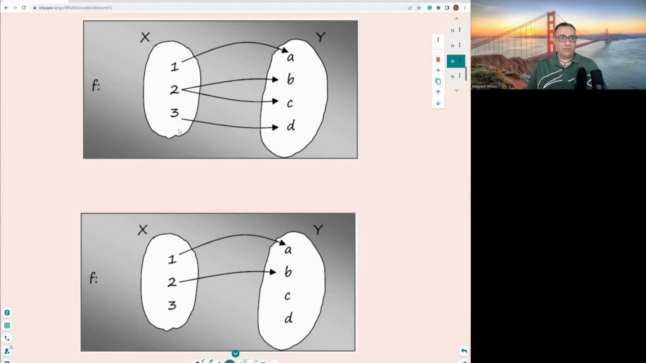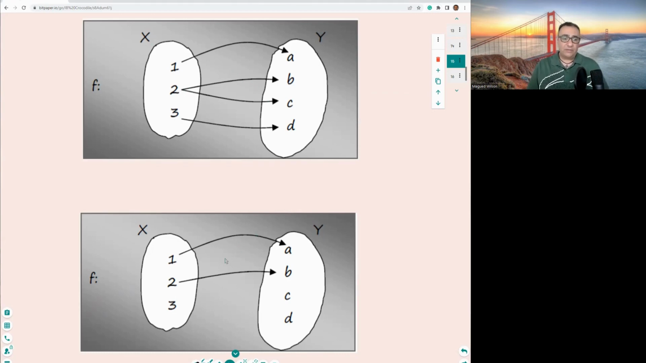Now we have 1, 2, and 3. We have A, B, C, and D, right? Now, when you look at the top example here, you can see the first condition is met. You have no elements left out, so all elements have an image. However, the second condition here is not met. Why? Because the element 2 has 2 images, which cannot be a function. Okay? So the top example here is not a function, it's just a relation.